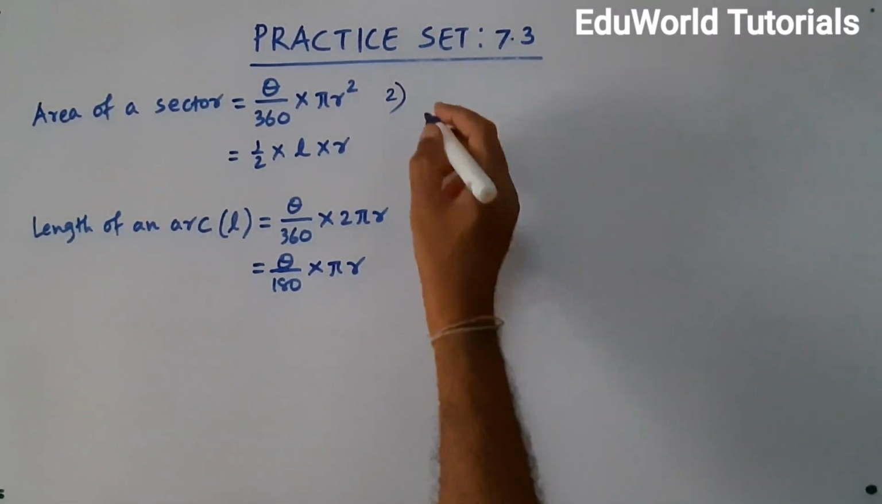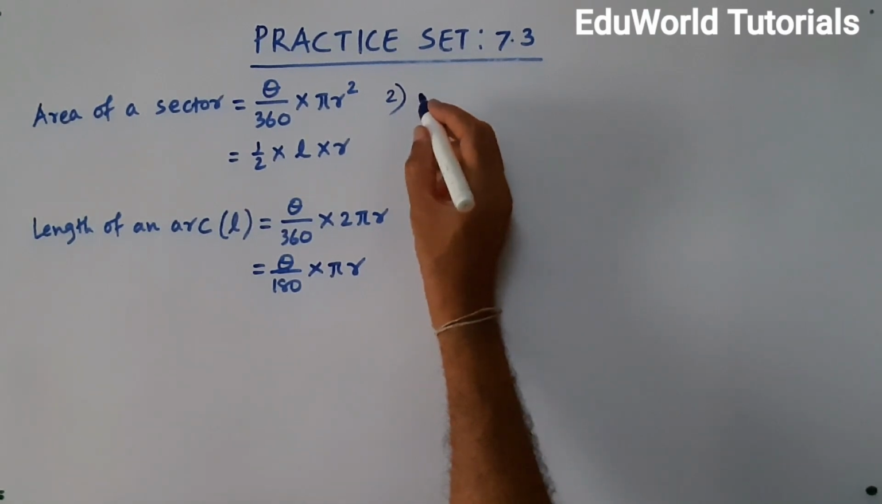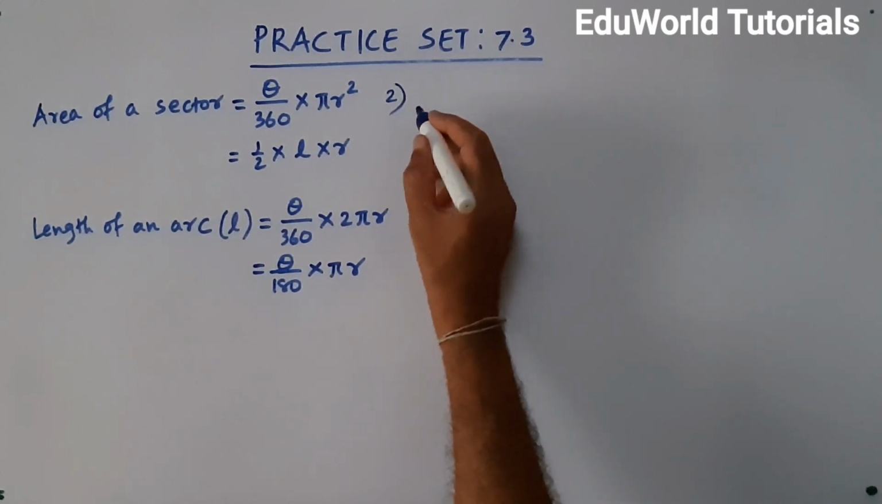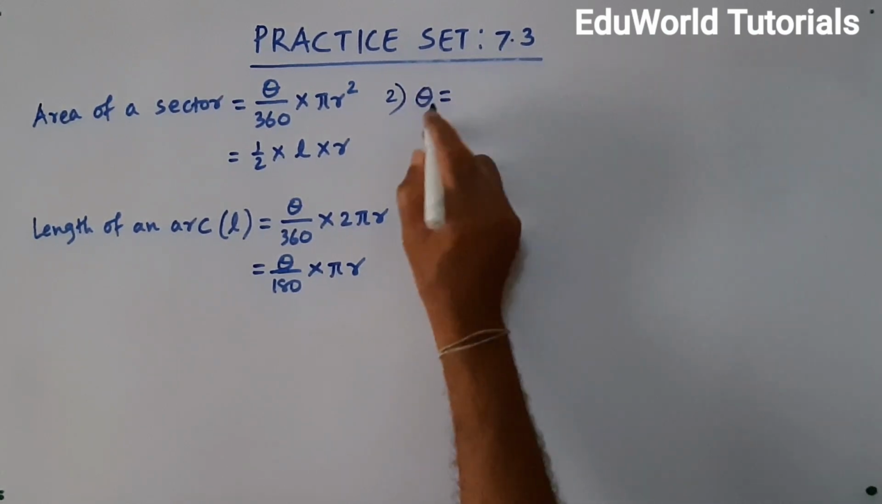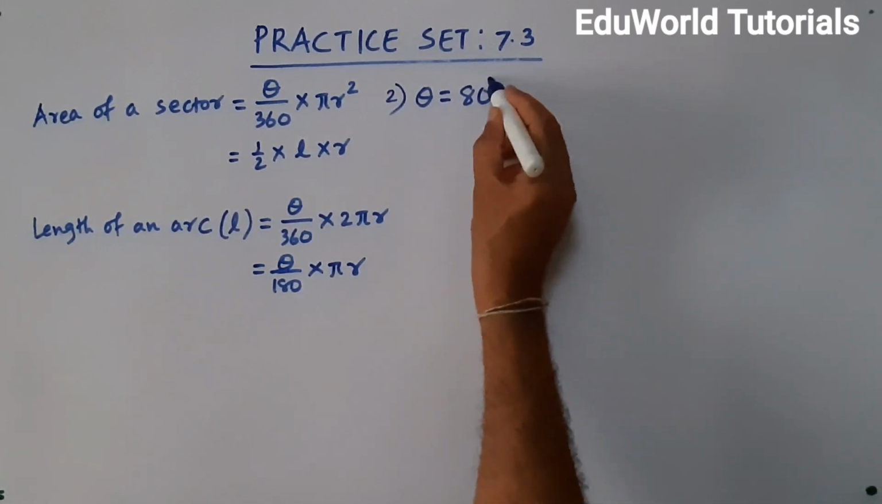I am reading the second sum. The second sum says that measure of an arc of circle is 80 degree. It should be 80 degree; in some old textbooks it is printed as 80 centimeter. Again I told you, measure of an arc is denoted by theta, and they have said that it is 80 degree. So theta is 80 degree.